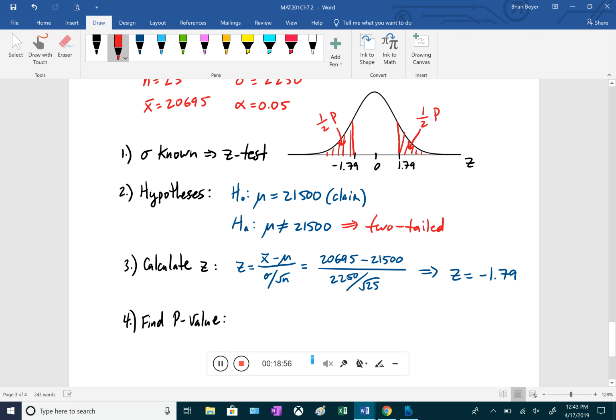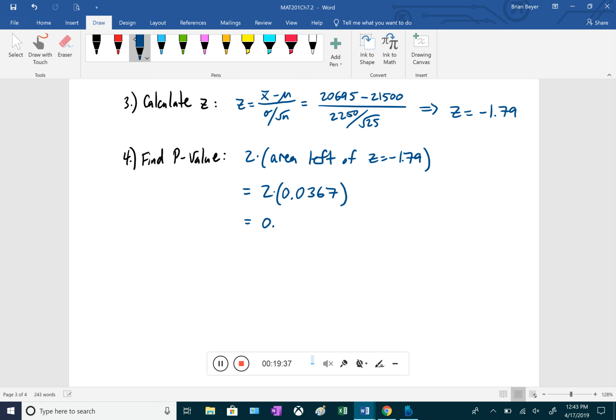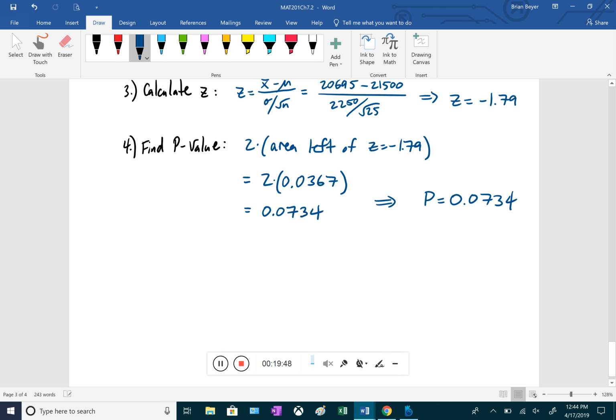Okay, and then instead of having to find both of those separately, all we have to do is 2 times, since it's symmetric, those areas are equal. So we have to find one of them and multiply it by 2. So it's going to be 2 times the area left of z equals negative 1.79. So that's going to be equal to 2 times the area to the left of negative 1.79 from the table, which is 0.0367. So we multiply those together and we get 0.0734. So that is our p-value. P is 0.0734. So now we're going to compare that to alpha for our conclusion.